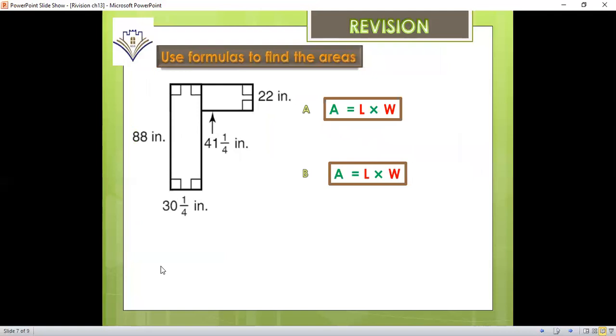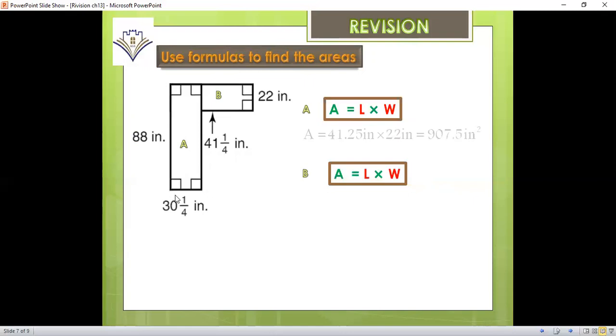Now use the formula to find the area. We have here this figure formed from figure A and figure B. Both of them are rectangles, and we said before that the area of a rectangle equals length multiply width. Then look at the first, A, means area equals length multiply width.